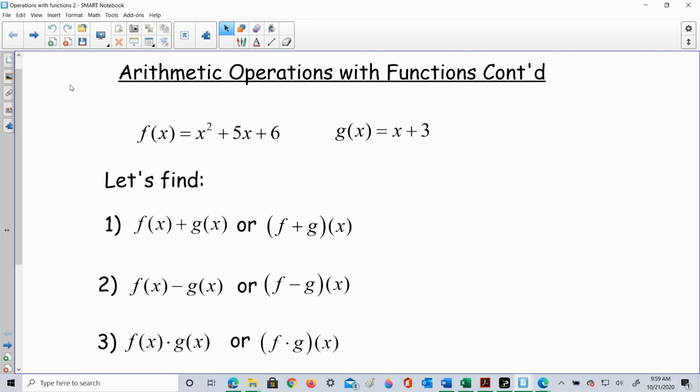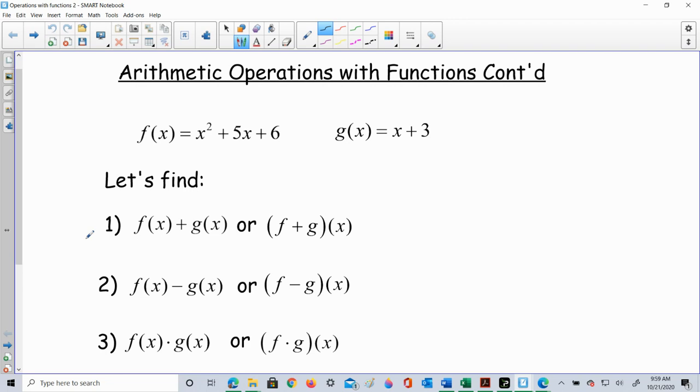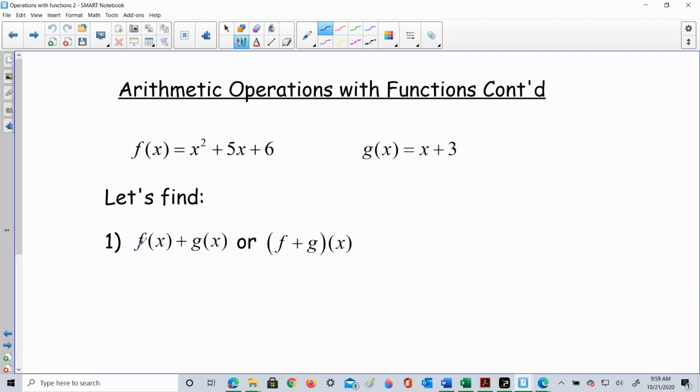So we have two different functions. F of x is x squared plus 5x plus 6, and g of x is x plus 3. So what we're going to try to do is find f plus g, f minus g, and f times g, and then I'll go to f divided by g, which is a little tougher, but we'll see if we can do those. So f of x plus g of x, or sometimes you'll see it f plus g of x.